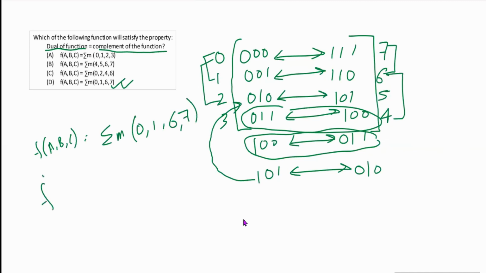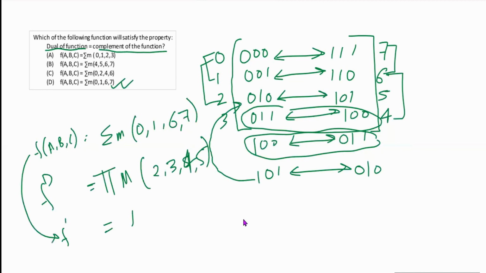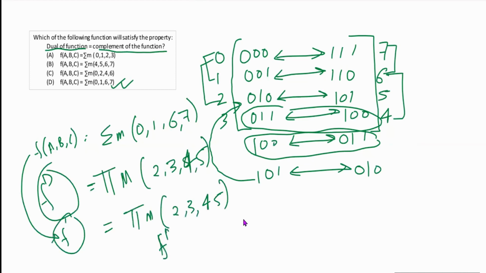Okay, so if I find the dual of this function, its min terms will become max terms, and it will become 2 3 4 and 5. If I take the complement of this function, this will be the max term of 2 3 4 5. So from here I can say that dual equals complement. From these things I can say that D is my correct option.